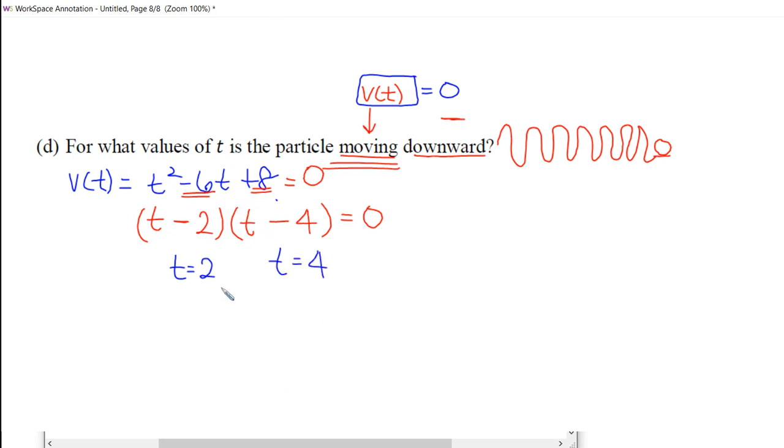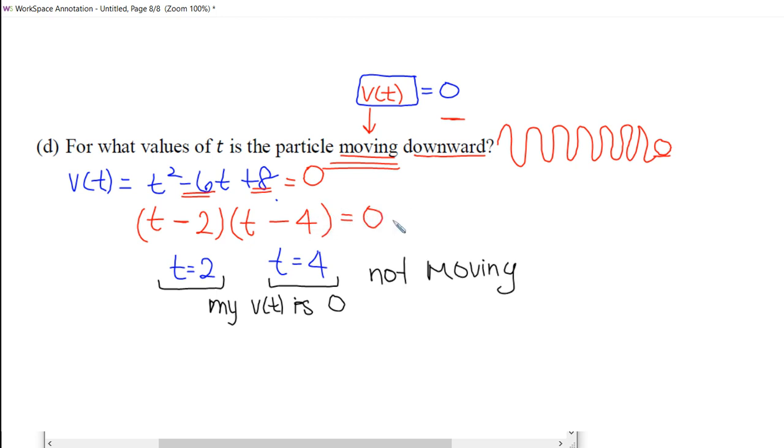Here's what I just found. At time equal 2 and at time equal 4, my velocity is 0. That means at time equal 2 seconds and at time equal 4 seconds, I'm not moving. Which means, other than 2 and 4 seconds, everywhere else in the function, I am moving. Right? That means I have speed everywhere else.